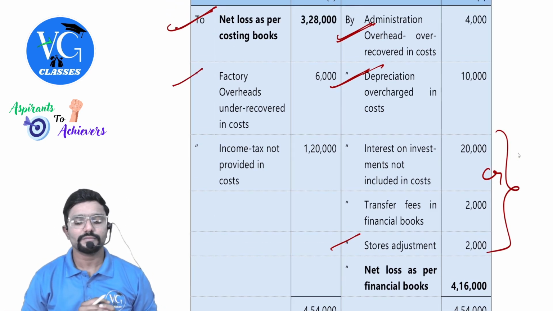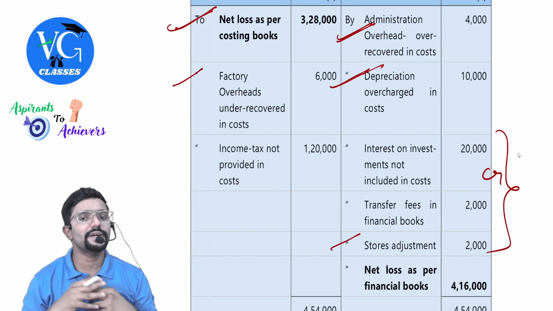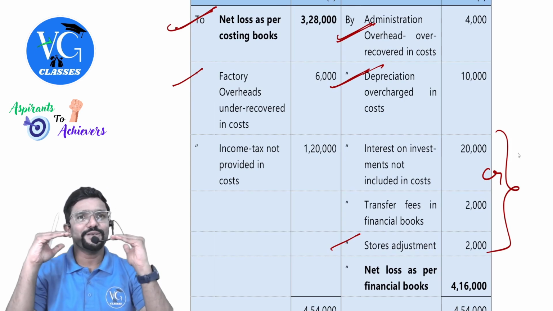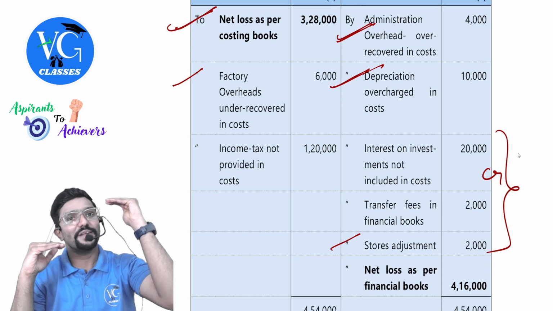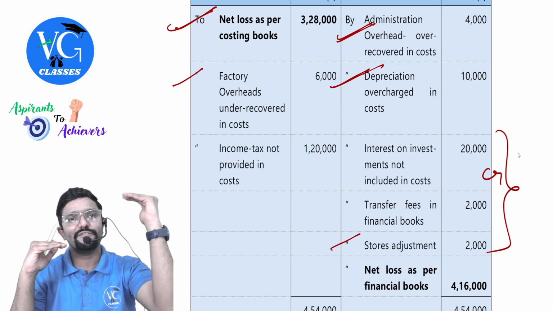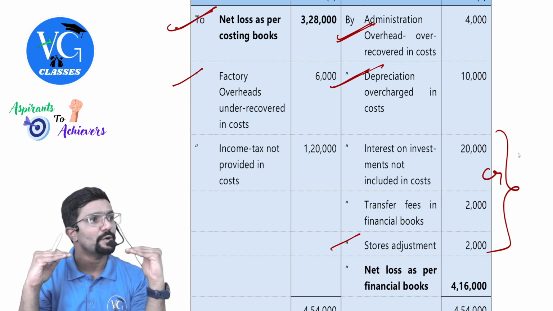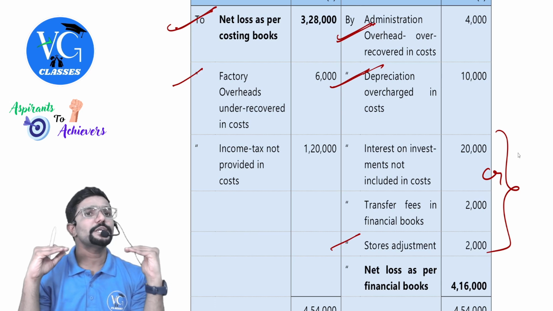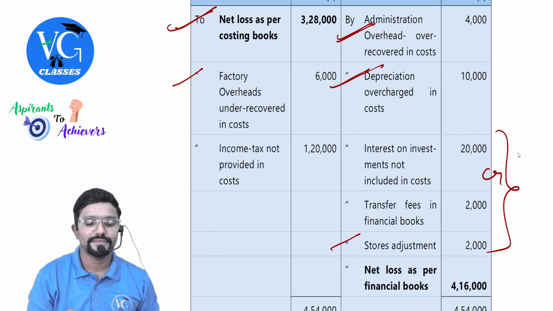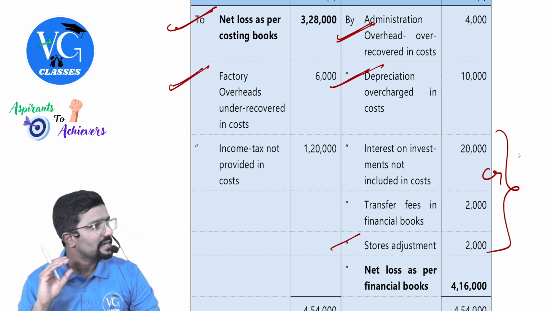Now coming to this. Factory overhead under recovered in cost, 6,000. Under recovered means we charged less. Because of this, my costing profit has gone up. Now my starting point is costing profit. If I have to match it with my financial profit, what should I do? Bring it down. Anything to be deducted should be recorded on which side of the account? Debit side. Clear?